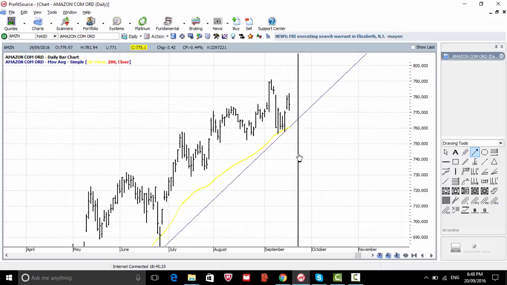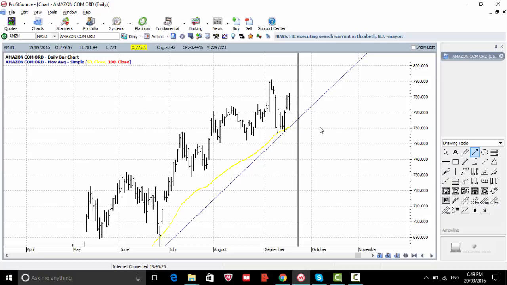Now this vertical black line is my timeline. Okay, so I'm only going to be in this trade for the next couple of days. I'm using weekly options. These options here expire on the 23rd of September, which is this coming Friday. Okay, so I'm just going to be in this trade for the next couple of days, and I'm going to construct a trade. It's going to be an interesting trade.